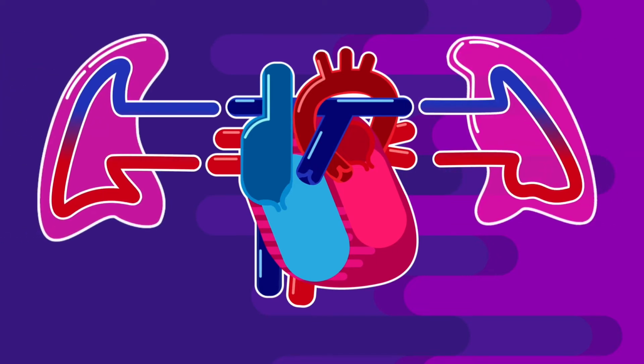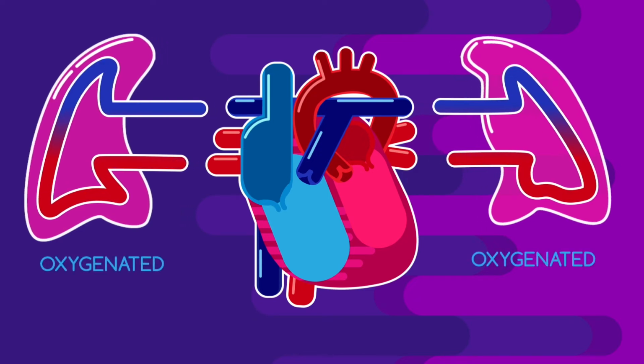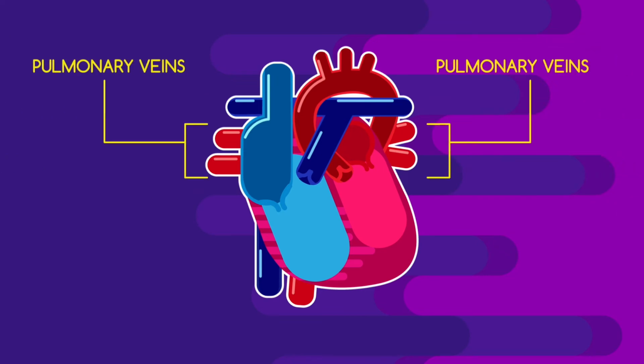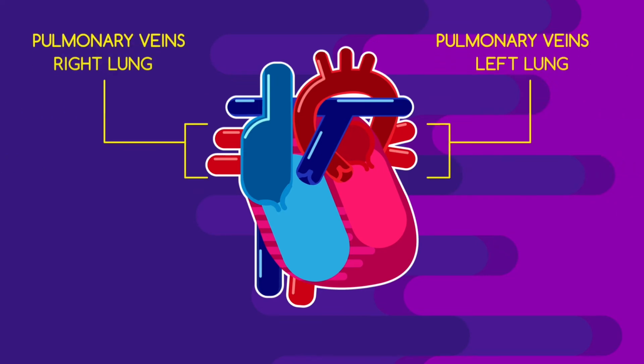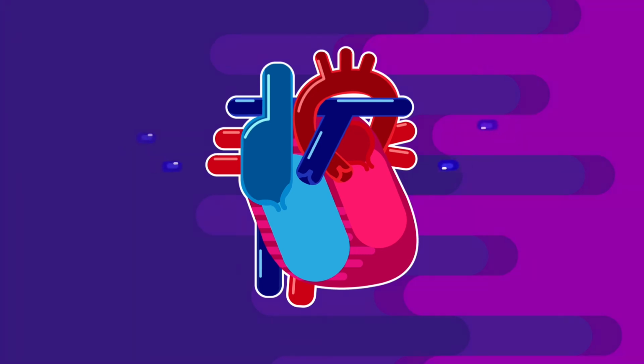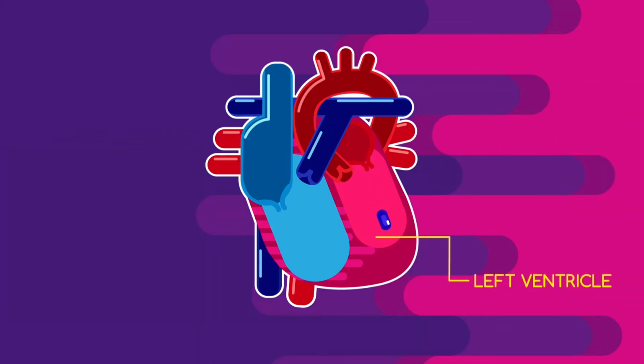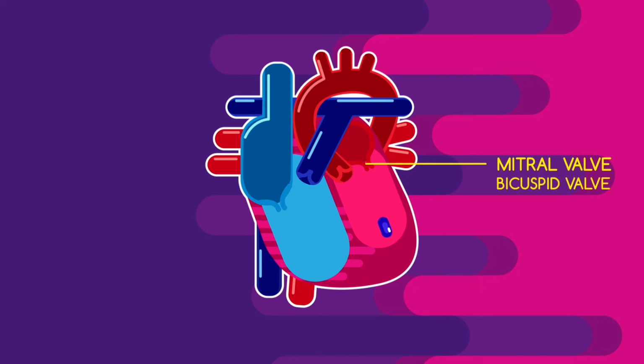Talk about an efficient system. The deoxygenated blood flows through the lungs, becomes oxygenated, and then returns to the heart. Like the pulmonary arteries, there are 2 pulmonary veins, one from the right lung and the other from the left. Both work together to bring in the freshly oxygenated blood, which enters into the left atrium of the heart. The blood doesn't stay there for long, as it enters the left ventricle via the mitral valve, which is also known as the bicuspid valve.